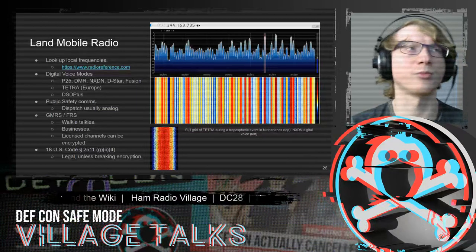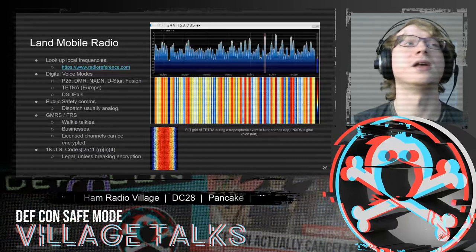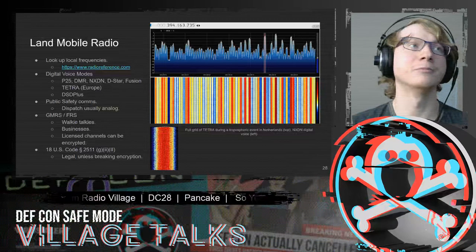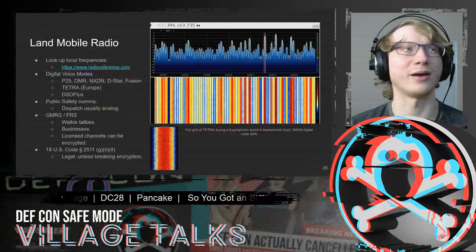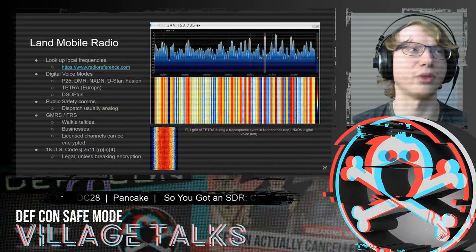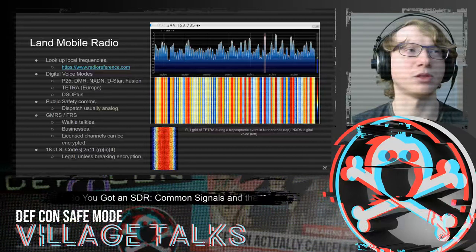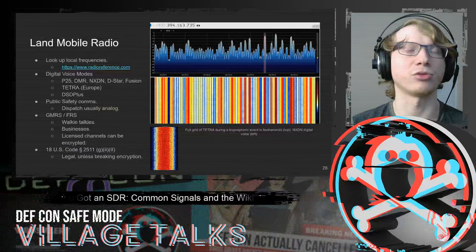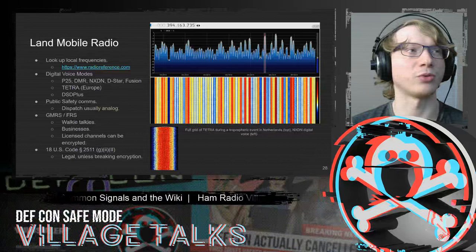And there are digital voice modes like P25, DMR, NXDN, D-Star, Fusion, and in Europe there's Tetra. They all look like just fuzzy lines, and you can decode those with DSD Plus, or if you use SDR Sharp, I think there's specifically a plugin for Tetra. But with public safety comms, the dispatch signal is usually analog, but everything else is going to be digital. And using trunking, which we'll get to.